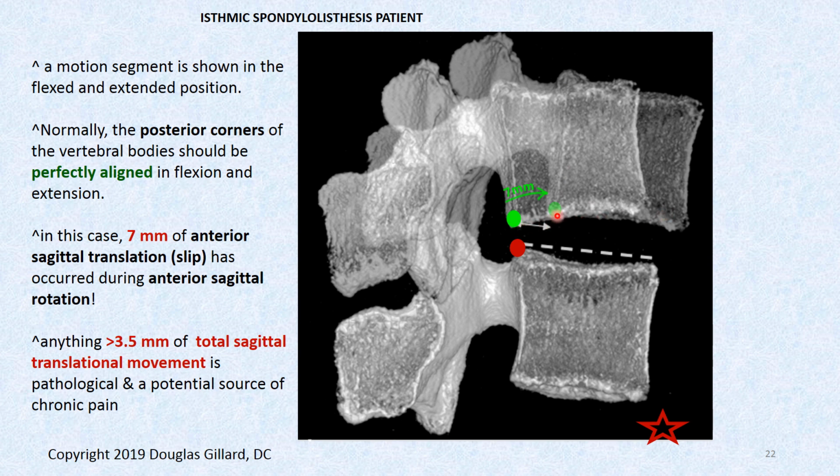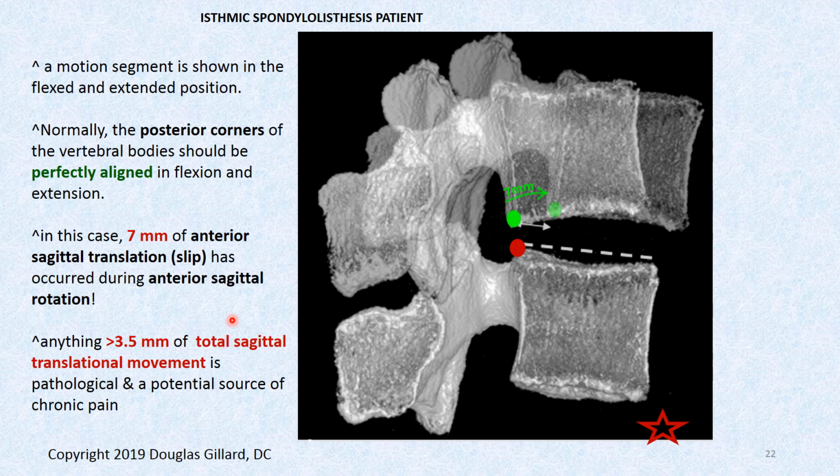In fact, there's ways to measure that. And if it's over 3.5, that's a problem. Surgeons aren't happy if it goes 3 or 4. Surgeons really get excited when it goes over 5 millimeters, 7 millimeters. That's definitely a cause of chronic pain in most people. So fusion will be needed to fix that abnormal motion. So in this case, 7 millimeters of anterior sagittal translational slip has occurred, and that's instability.